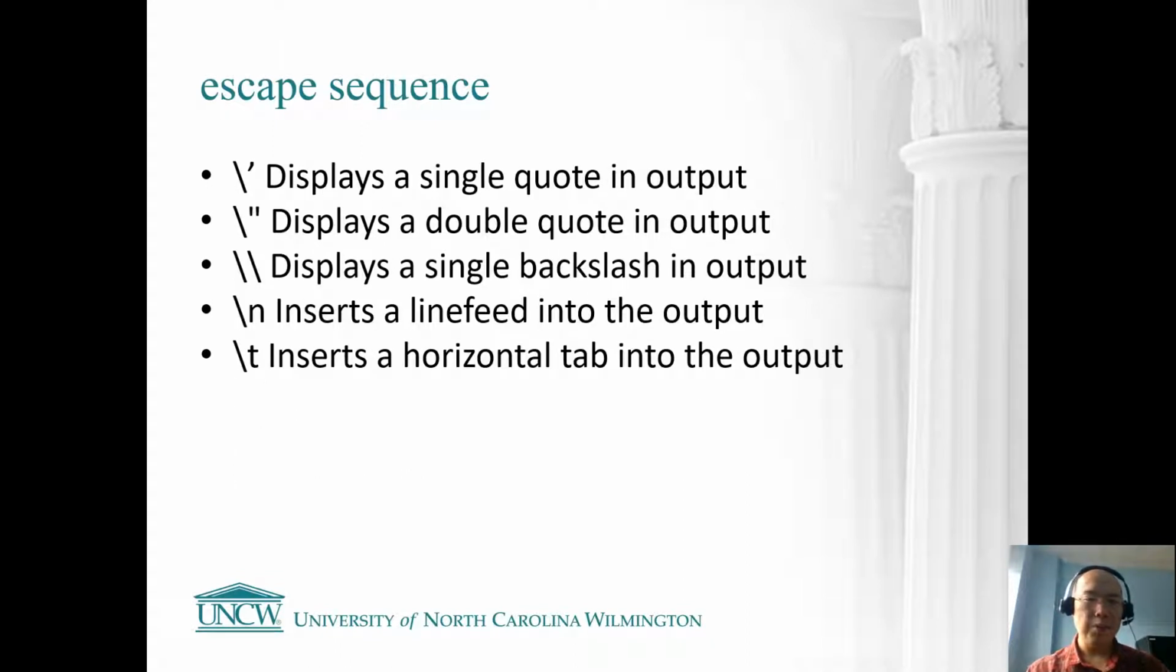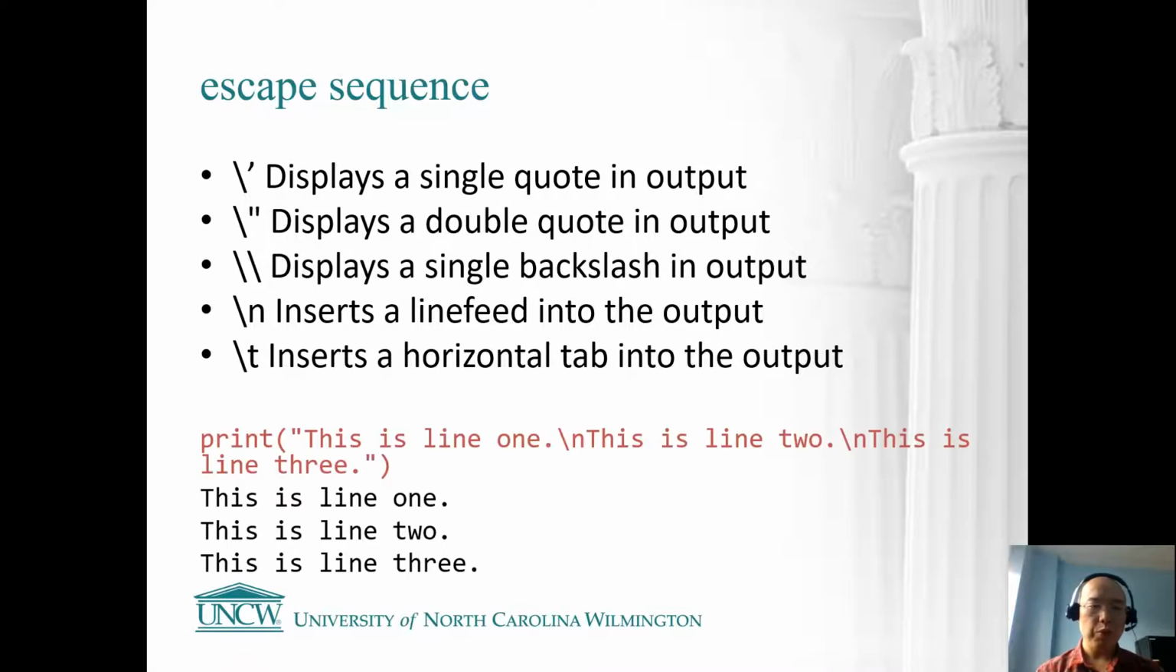Okay, so let's see some of the common escape sequences. A backslash single quote will display as a single quote. A backslash double quote will display as a double quote, and a double backslash will be printed as a single backslash. Backslash n is for a line break, and backslash t is a horizontal tab.